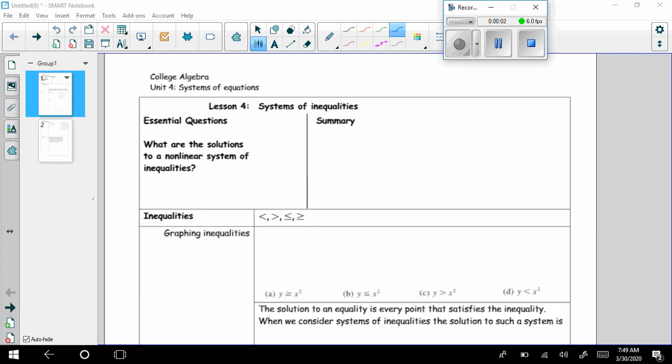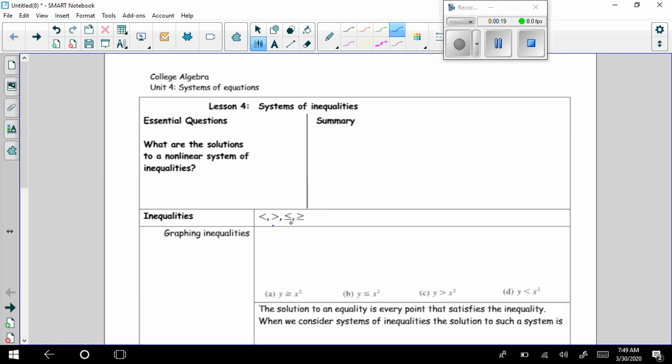Hey everyone, this is Unit 4, Lesson 4, moving into systems of inequalities. Sticking with nonlinear systems for the most part, but doing a combination of the two. Just a reminder that your inequalities are these symbols here: less than, greater than, less than or equal to, greater than or equal to.